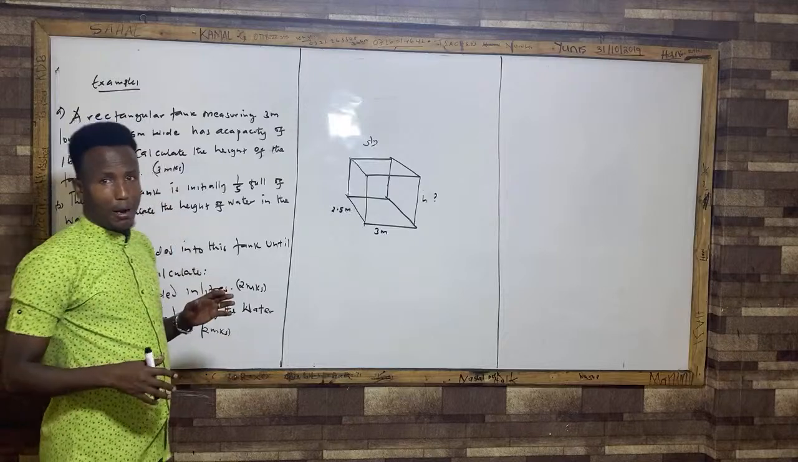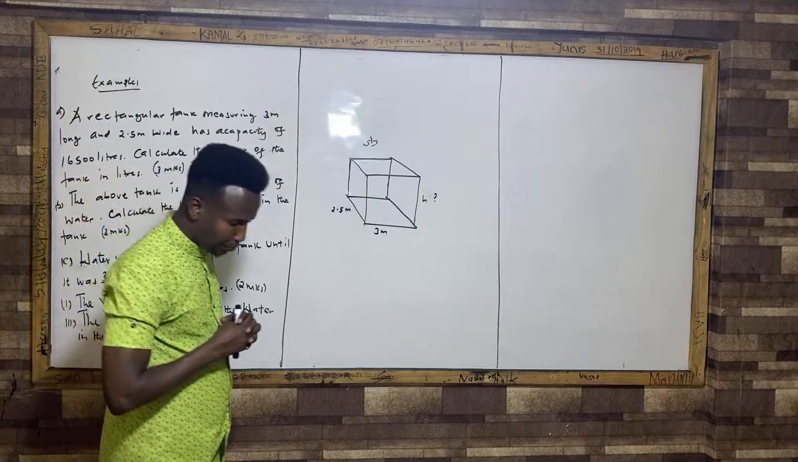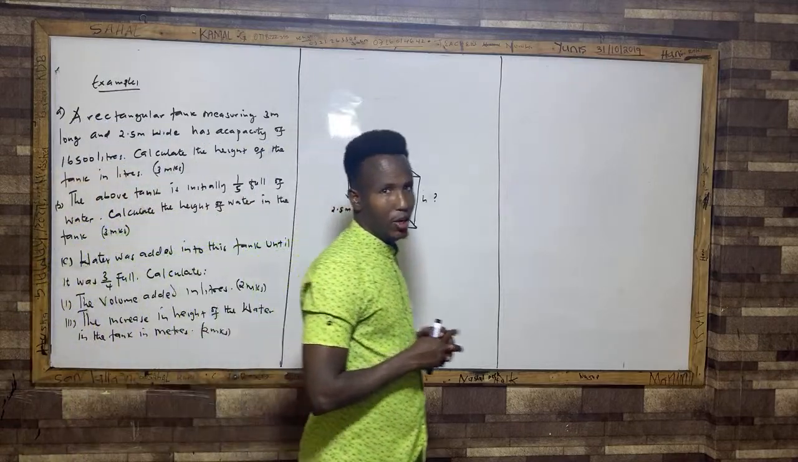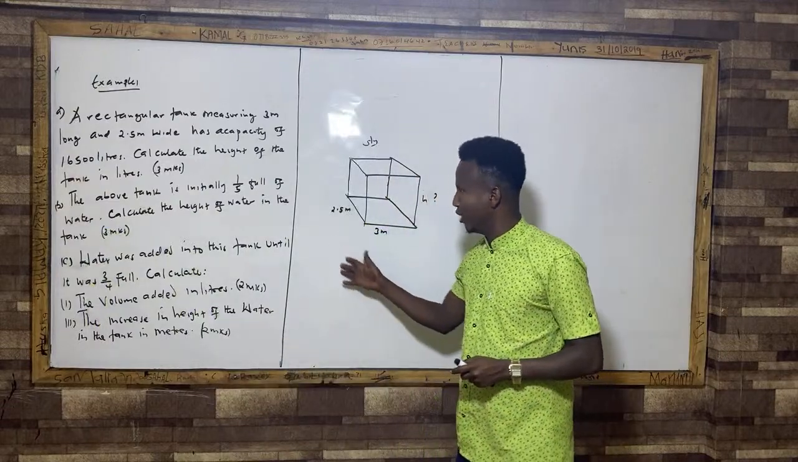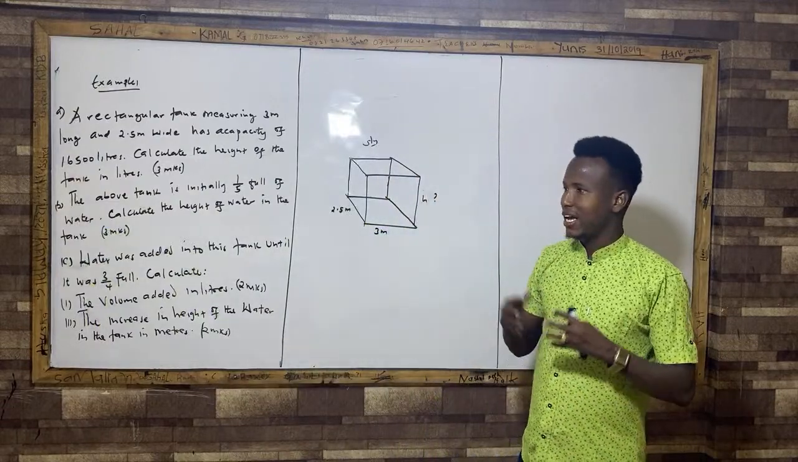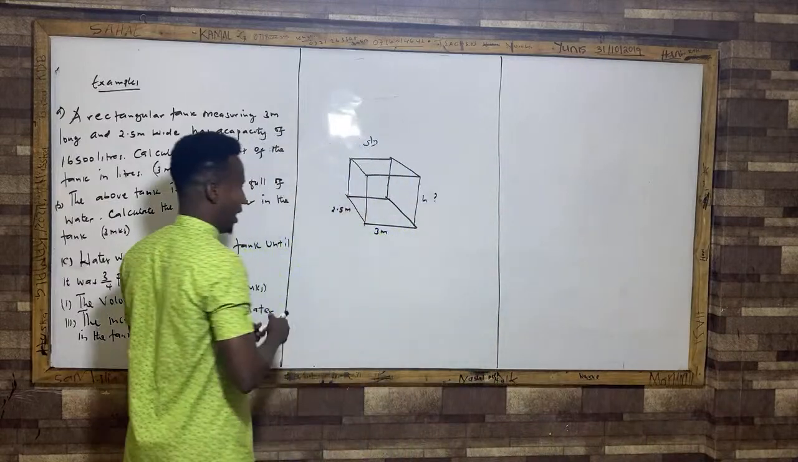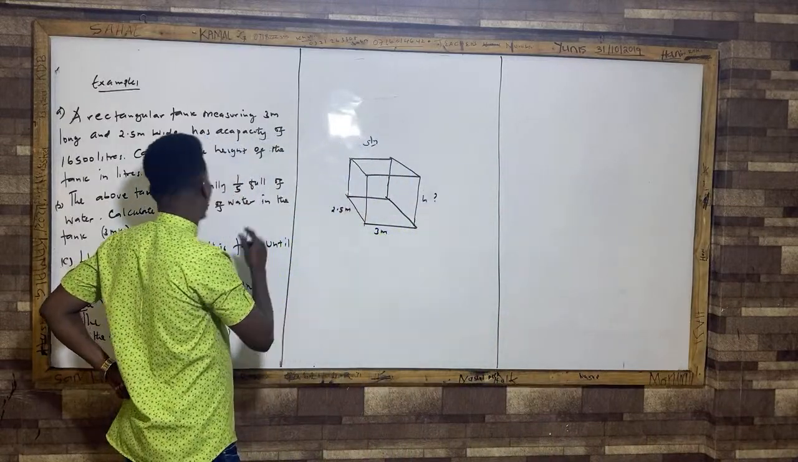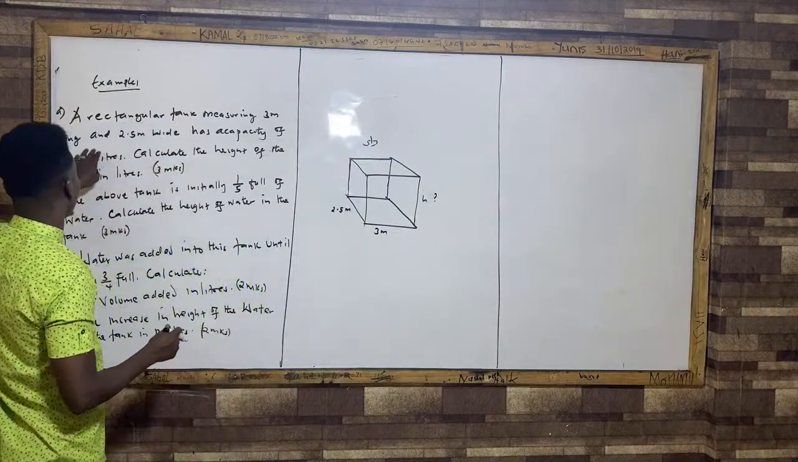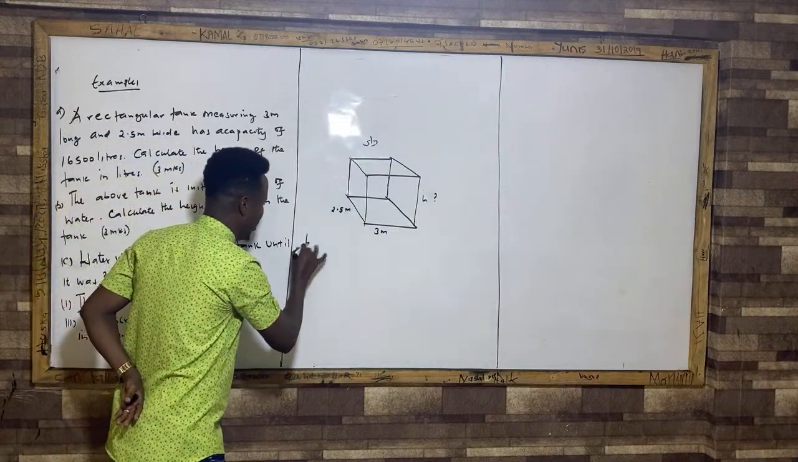Remember, if you go back to primary, in class 6, we learned that the volume of a cuboid is gotten as base area times height. Now I can get the base area. I'll say base area. But before that, let me take this one and let me get the base area.